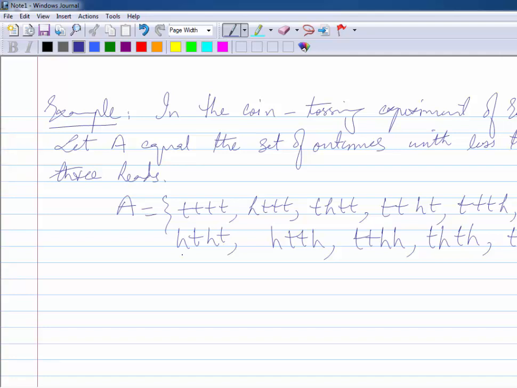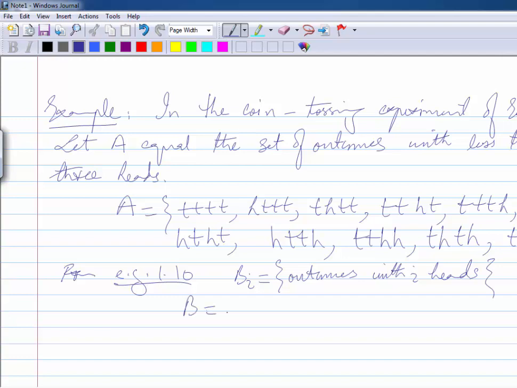Now if we look at example 10, we defined an event space with Bi actually equal to outcomes with i heads. So we define the B space as B0, B1, B2, B3 and B4. So this is actually an event space.